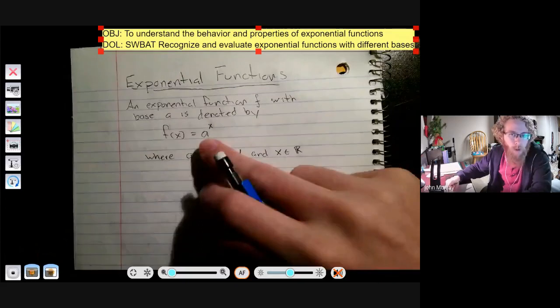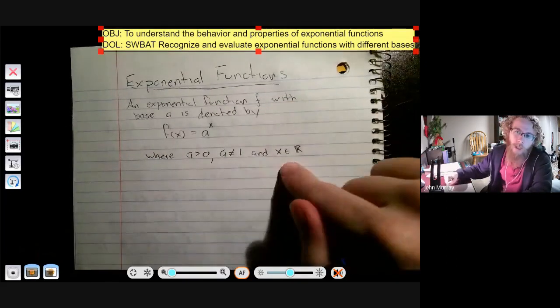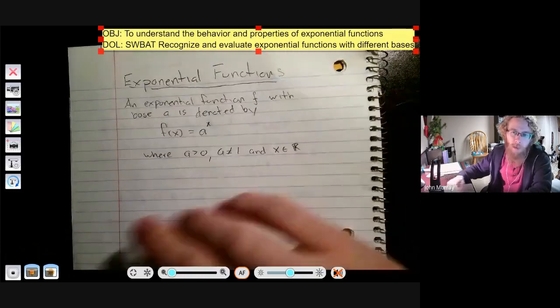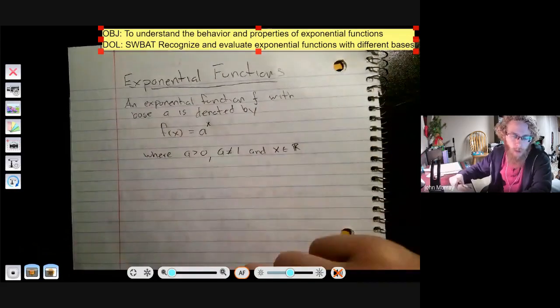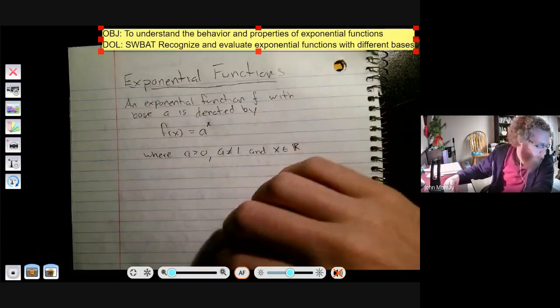a can't equal 1 because 1 to the x is just 1. That's a constant function. And then x is going to be a real number, so x can be almost anything except imaginary numbers, your complex numbers.